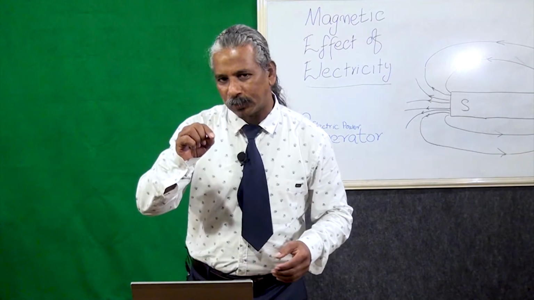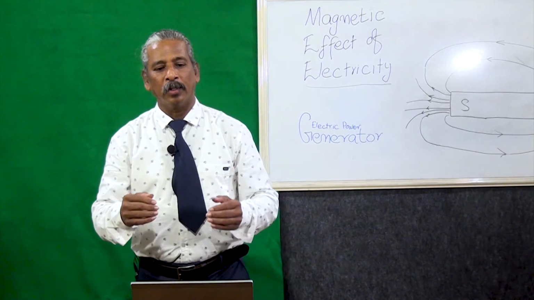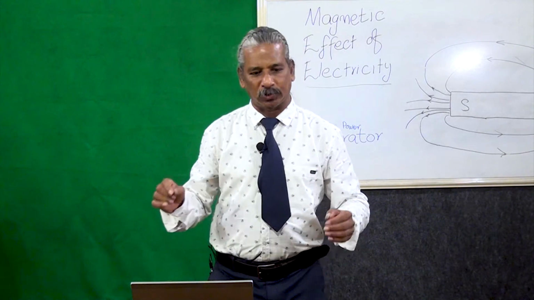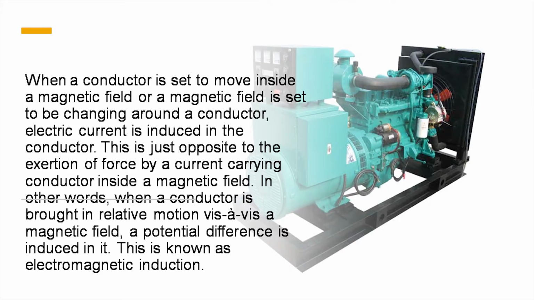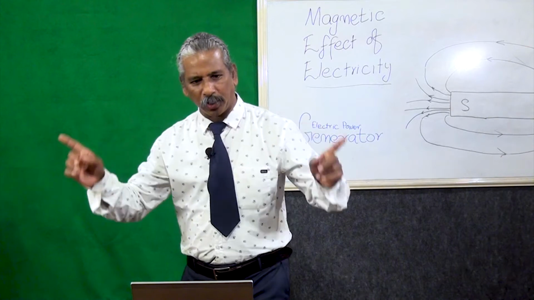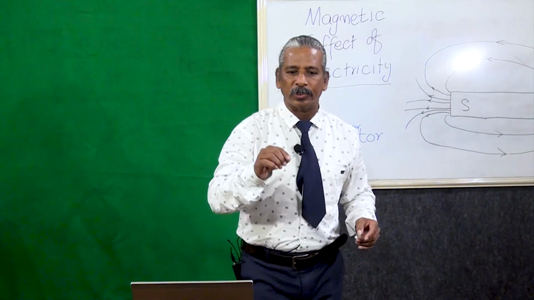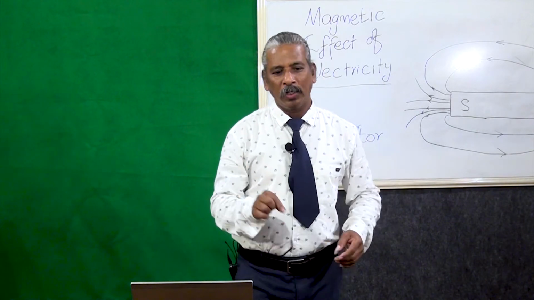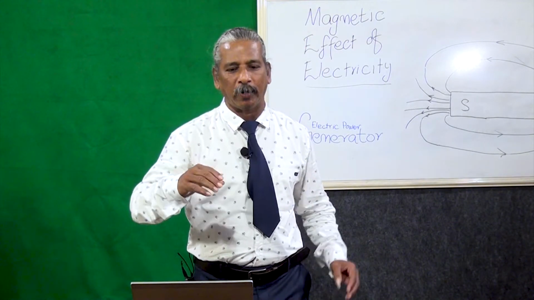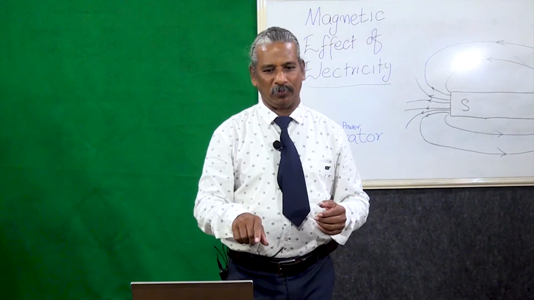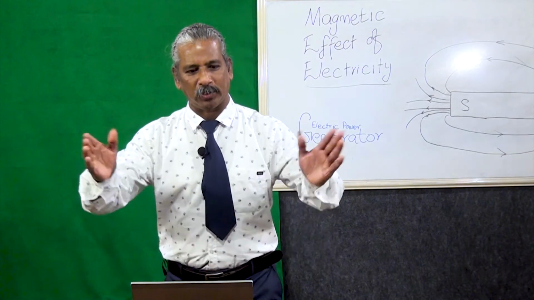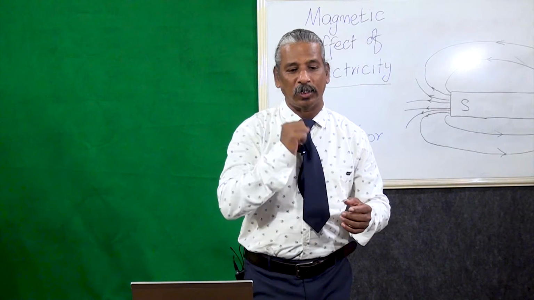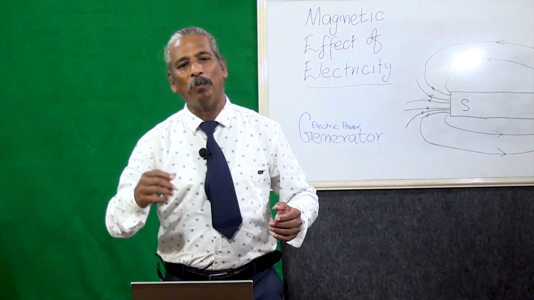Michael Faraday, an English physicist, is supposed to have studied the generation of electric current using a magnetic field and a conductor. When a conductor moves inside a magnetic field, or a magnetic field changes around a conductor, electric current is induced in the conductor. That's the principle. This is just opposite to the exertion of force by a current carrying conductor inside a magnetic field. In other words, when a conductor is brought in relative motion vis-a-vis a magnetic field, a potential difference is induced in it. This is known as electromagnetic induction.